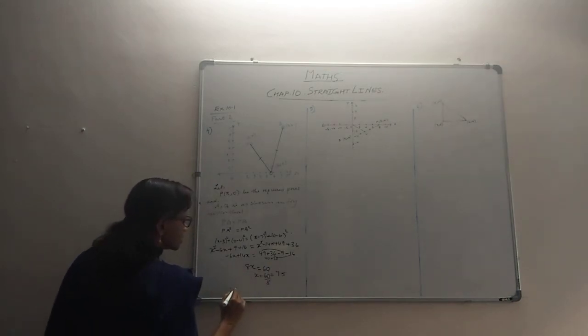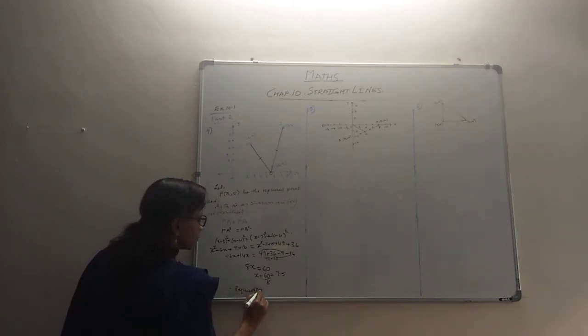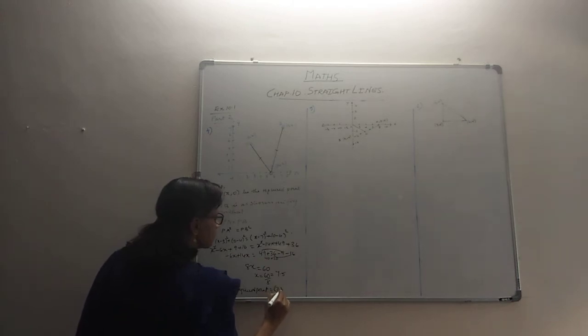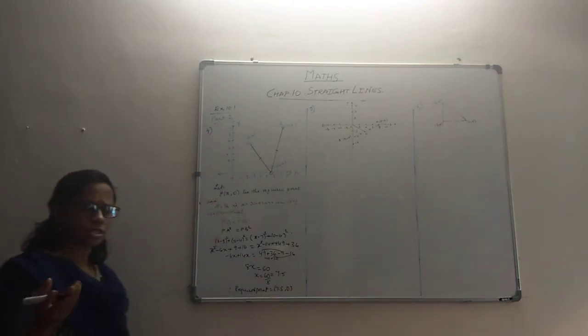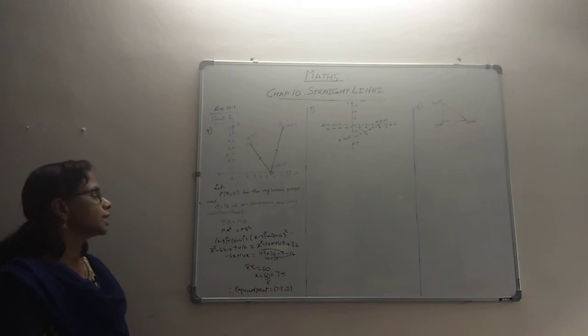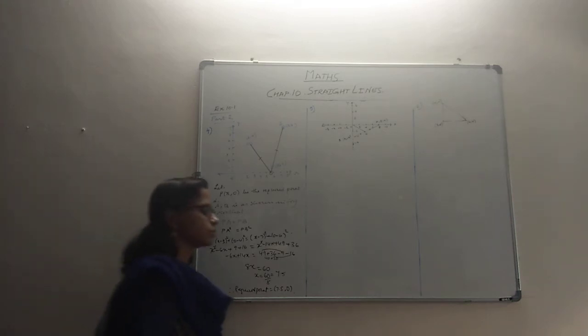So they ask us a point P. The required point is (7.5, 0). That's what they have asked us, which is that point, and this is that point. That's about problem number 4. Now let's see what's problem number 5.